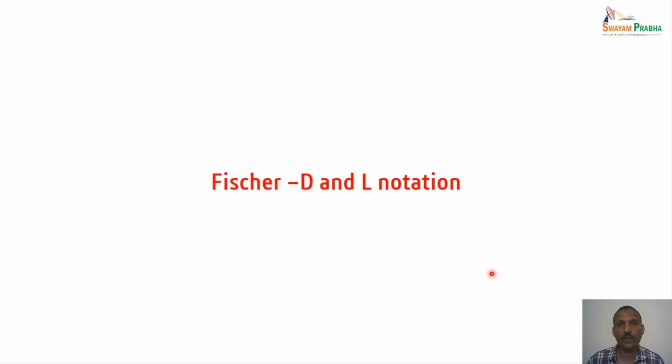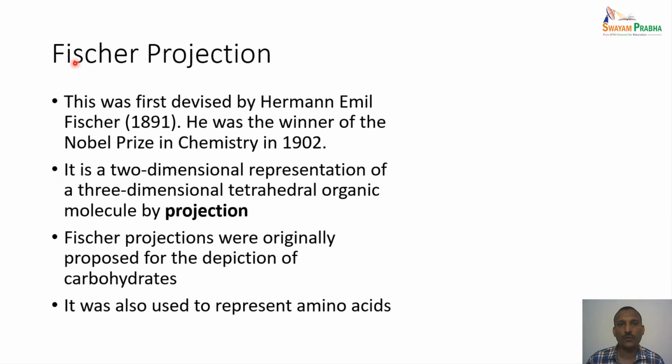Welcome to the next session. In this session, we will be studying Fischer DL notation in the beginning. The Fischer projection was first devised by Hermann Emil Fischer in 1891. He was the winner of the Nobel Prize in 1902. He had worked extensively on carbohydrates, the structural elucidation of glucose and many monosaccharides.